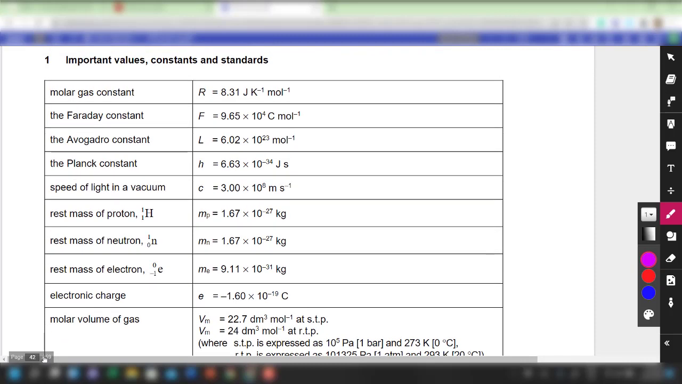For the molar gas constant, you will learn it in gaseous states. You will use it pretty often in the topic under gaseous states. There may be other topics where you will need to use it, but it will be rarer, at least for H2. The Faraday constant you will use more often in electrochemistry. And the Avogadro constant, I'm sure you know what it is from secondary school. And these 6 data values are often not used in H2 exams.